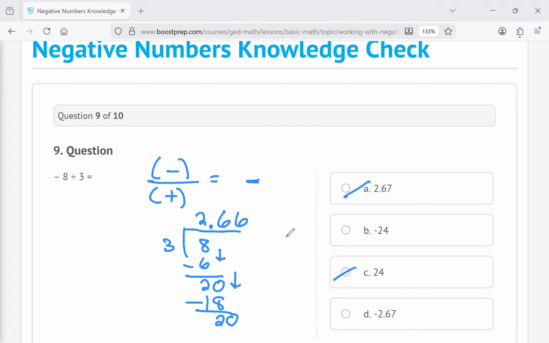It's 2.66. And I believe, oh, it's going to be negative 2.66 because we said a negative divided by a positive is negative. So the correct answer shall be D because it's going to keep on going to 6 and 6. If they round it to two decimal places, 6 is the second decimal place. Look at the neighbor, it's five or beyond, so it's negative 2.67. Okay, letter D.